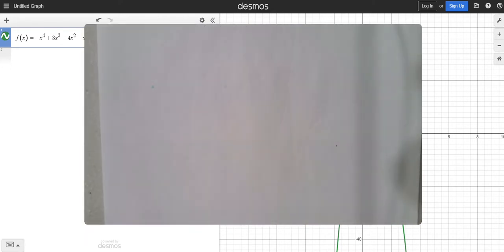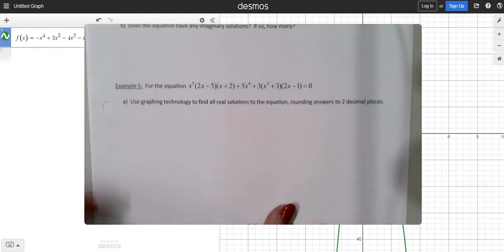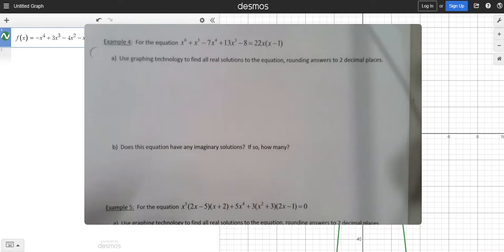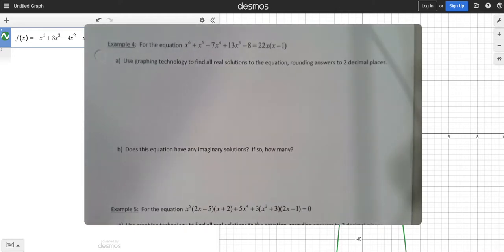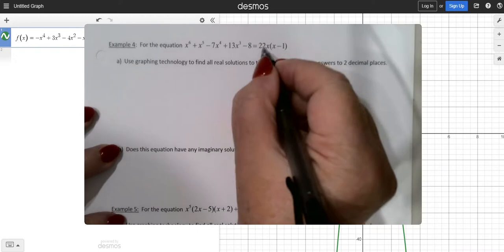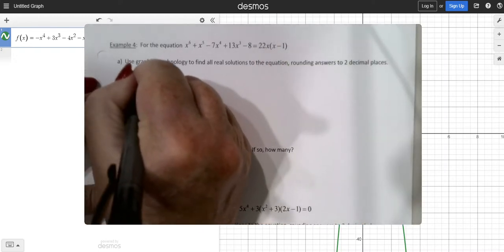All right, we've got just a couple more here. In example 4, let's see here. Again, I've got something that's not equal to 0, and I might as well multiply that out. So I've got a great big long equation here.